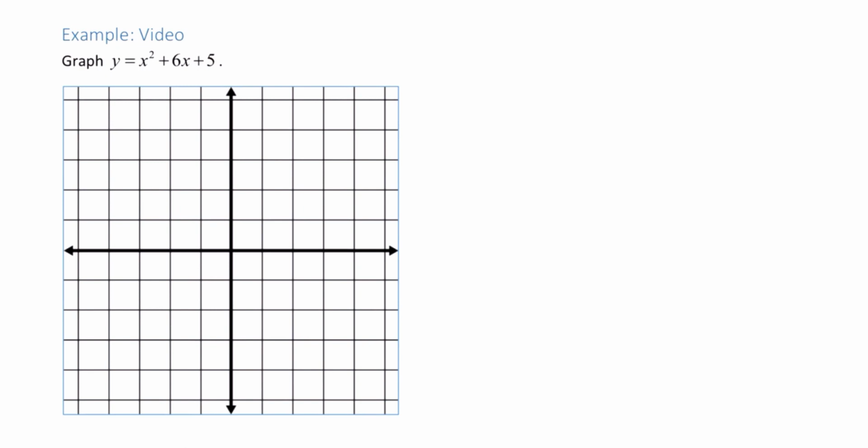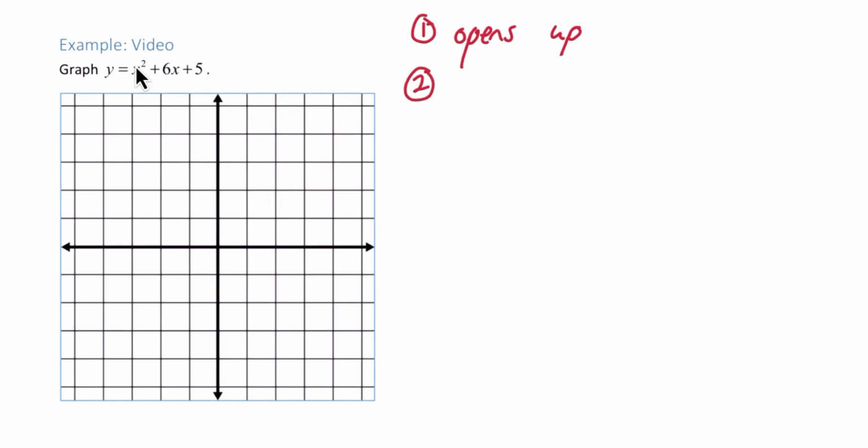Let's graph this quadratic. Step 1, we know that the graph opens up, and we know that because a is positive. Step 2, we want to locate the vertex. To do that, x equals negative b over 2 times a. We have negative 6 over 2 times 1. That gives us negative 3, the x coordinate of the vertex.